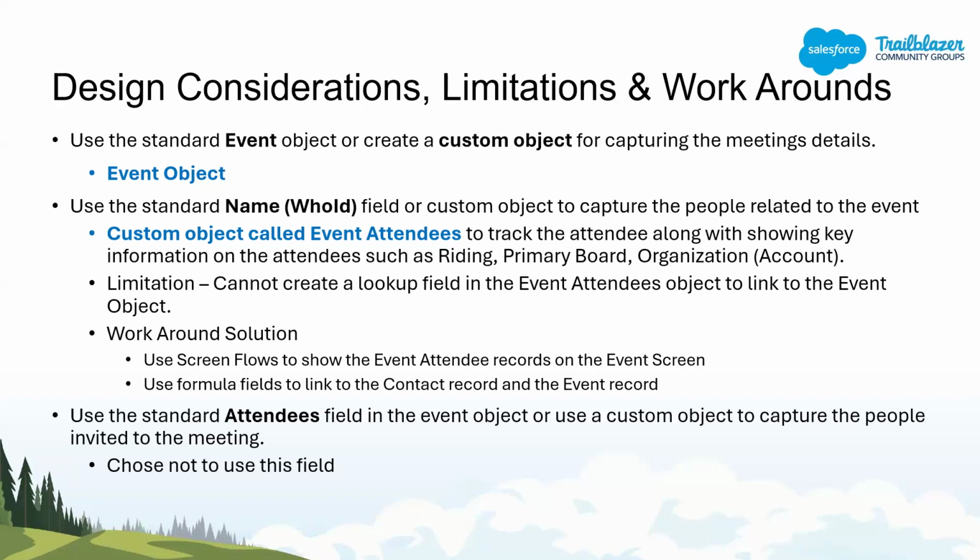The other design consideration was, should I use the standard attendee field in the event object, or use a custom object to capture the people who we invited to the meeting and what the status was? In this particular situation, I decided I wasn't going to capture that type of information. Basically, they were more concerned about who attended. They didn't care about who they invited, or about tracking that.